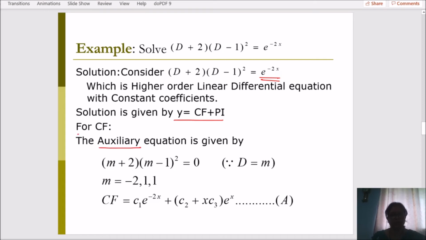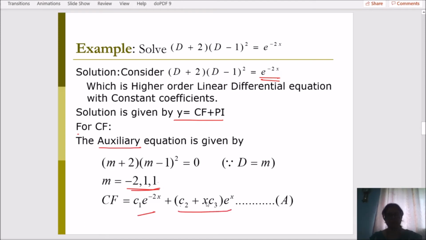The auxiliary equation is (m + 2)(m − 1)² = 0. We solve this equation. The roots are −2, 1, 1. Minus 2 is real and different, therefore we apply case 1 of CF here, and 1, 1 means repeated roots, therefore we apply case 2 of CF.